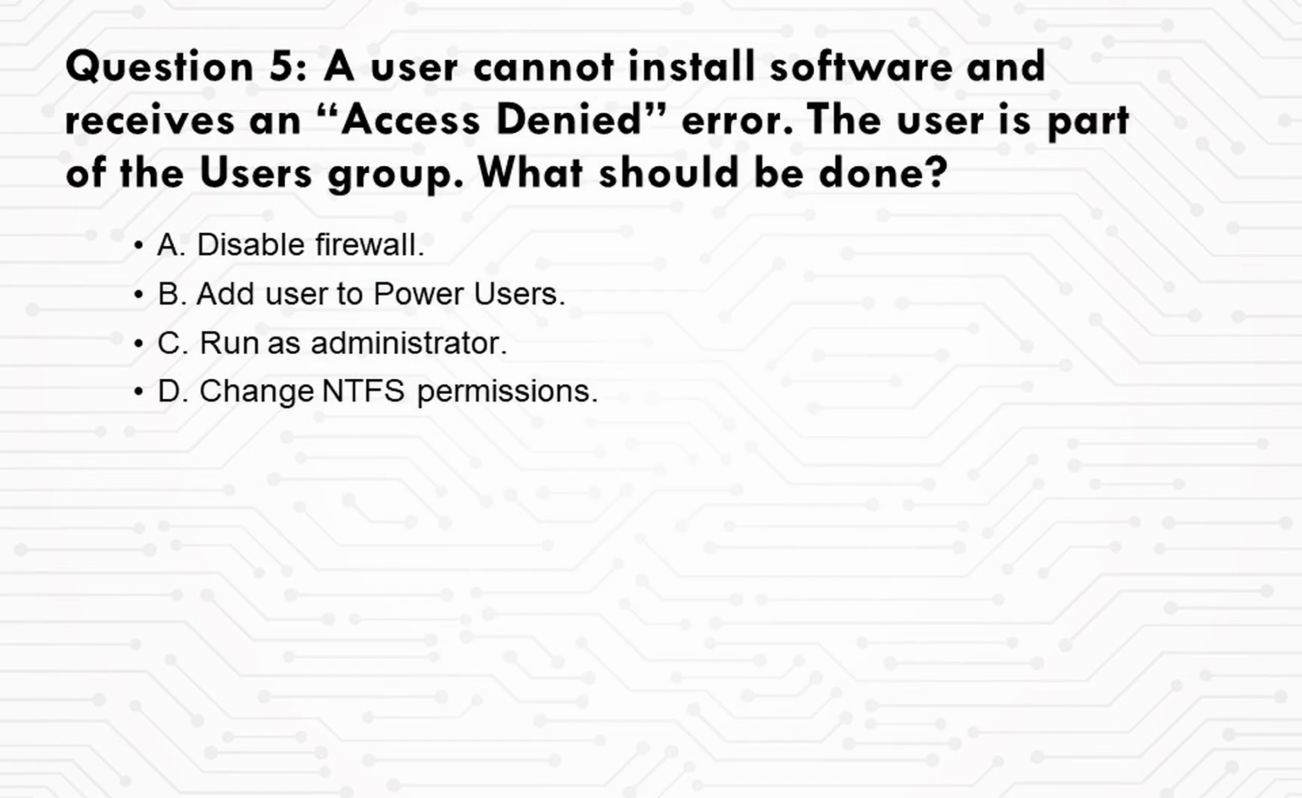Question 5. A user cannot install software and receives an access denied error. The user is part of the users group. What should be done? A. Disable firewall. B. Add user to power users. C. Run as administrator. D. Change NTFS permissions. Answer: C. Installing software requires elevated privileges. Running as administrator is the correct solution.